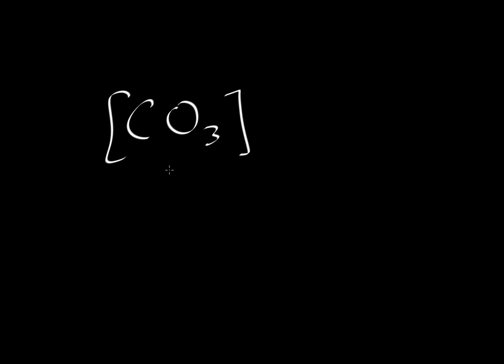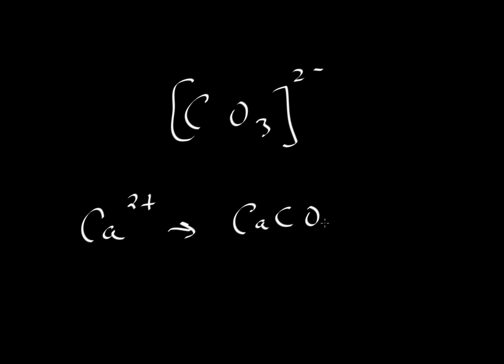Let's first evaluate the charge. Carbon has a 4 plus charge, oxygen is 2 minus. So the total positive charge here is 4 plus and 6 minus over here. So the anionic complex has a 2 minus charge overall. So if we have a carbonate unit with an overall 2 minus charge, how might we balance that? Well, we could balance it with a calcium 2 plus, and that would give us calcite, CaCO3.